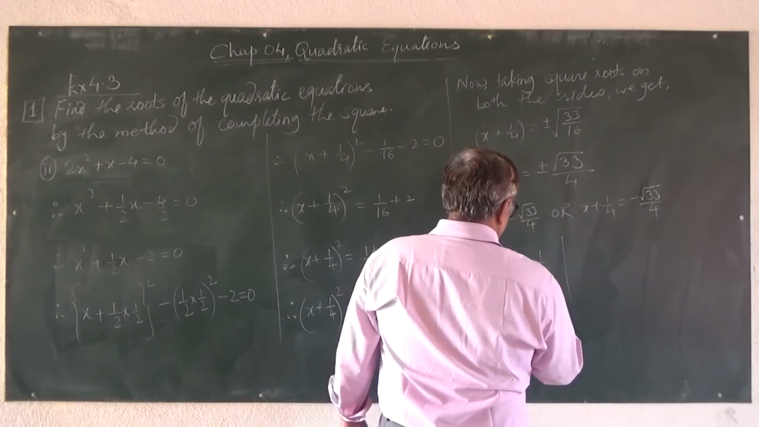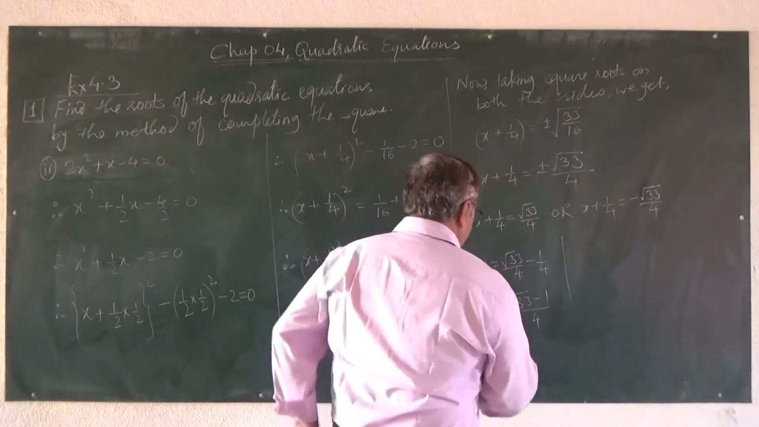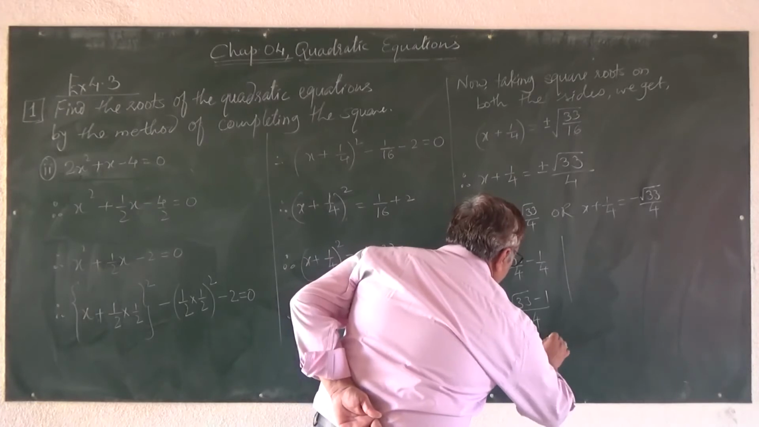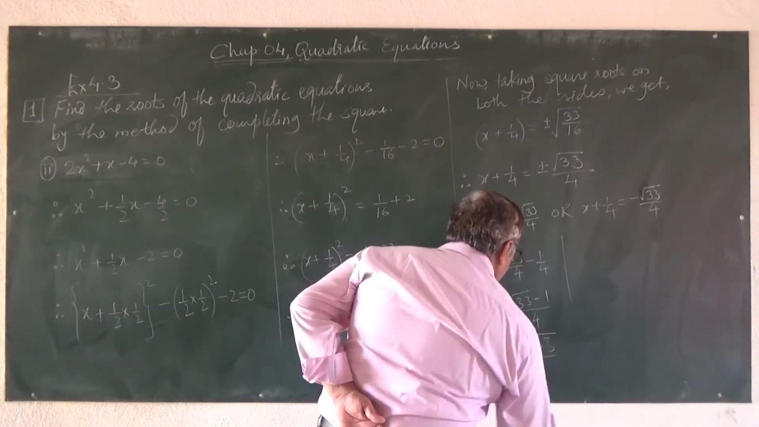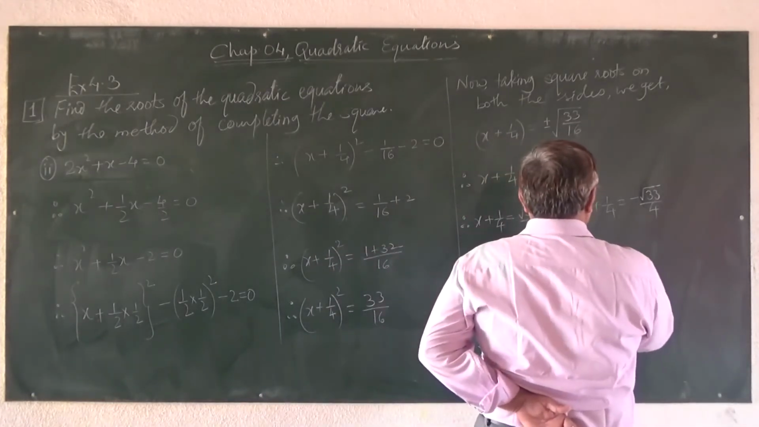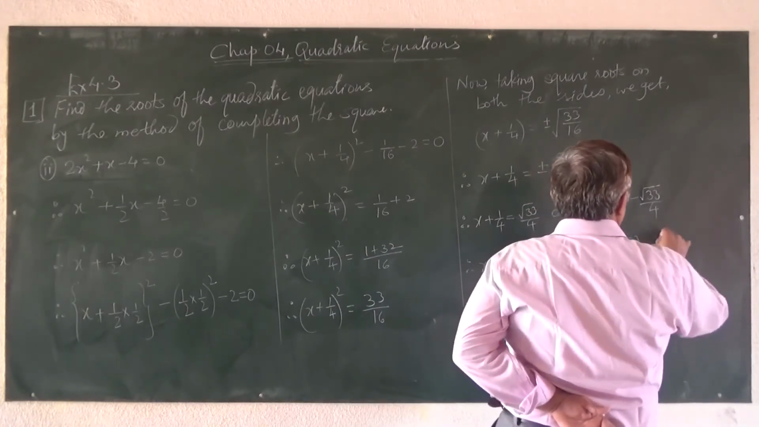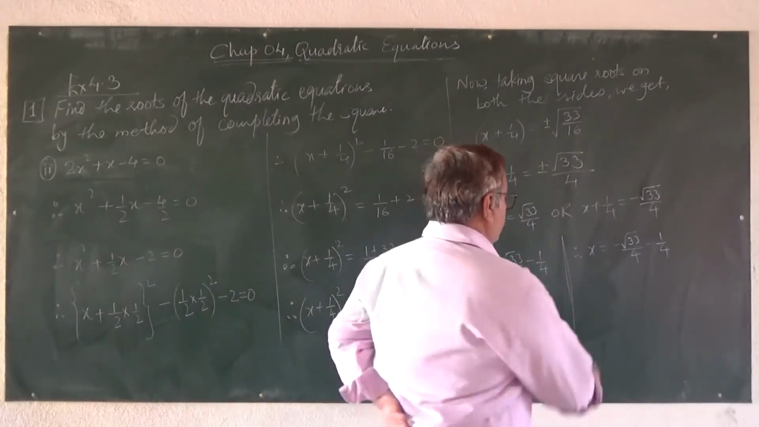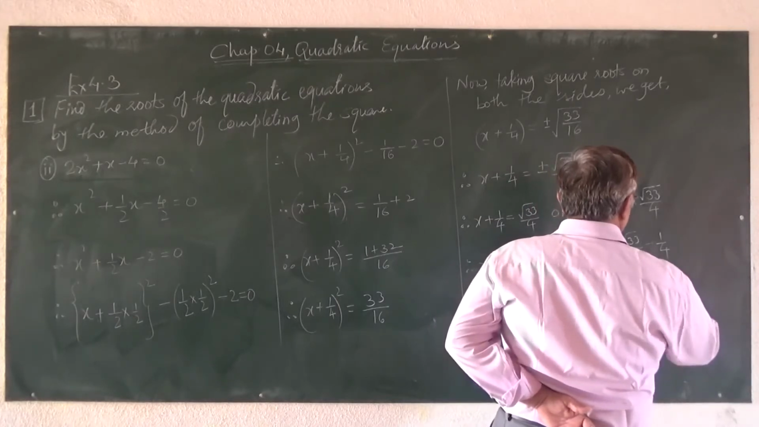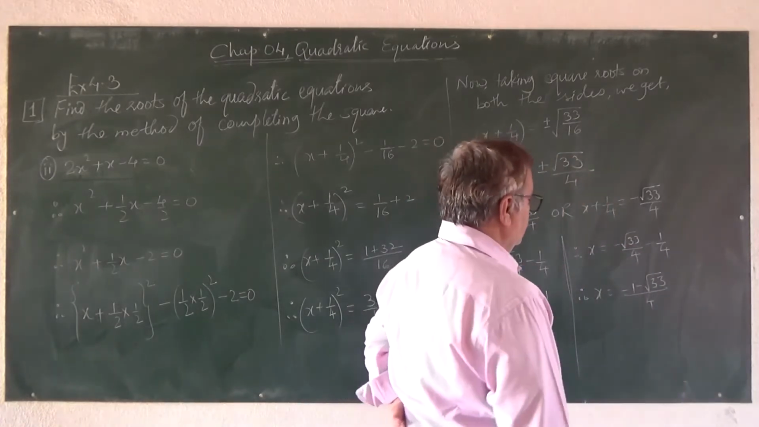So root 33 minus 1 by 4, this can be written as x is equal to minus 1 plus root 33 by 4. So this is one root. Let us see second root. So therefore x is equal to minus root 33/4 minus 1/4. So x is equal to minus 1 minus root 33 by 4. Okay, this is the other root.